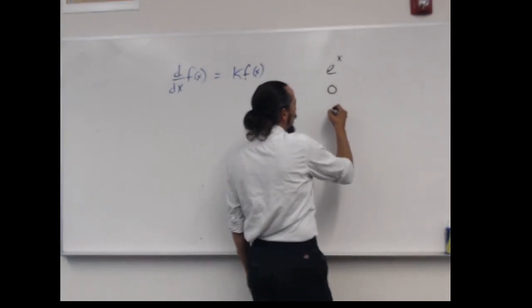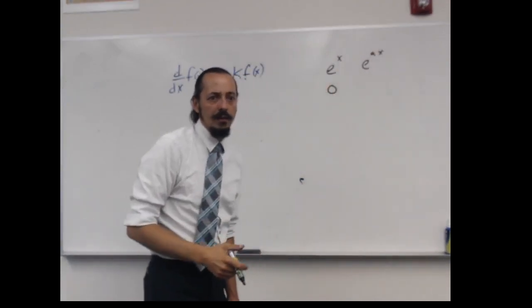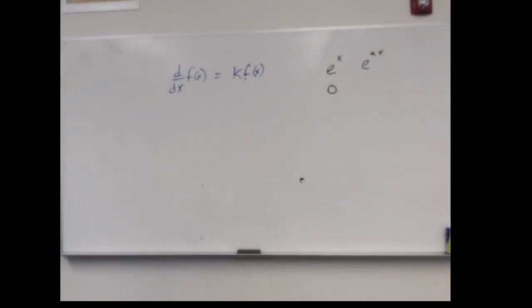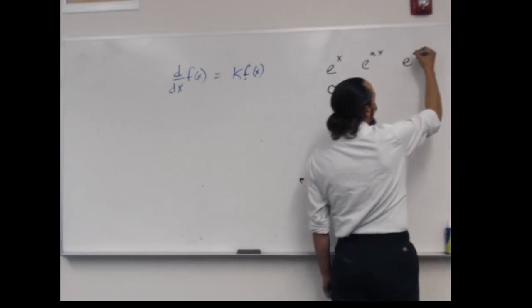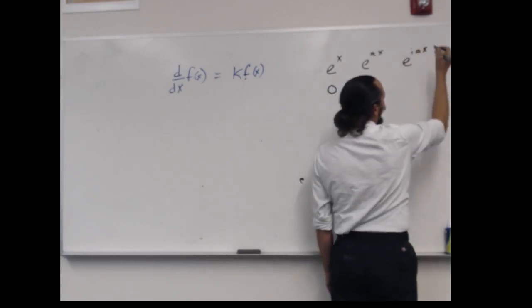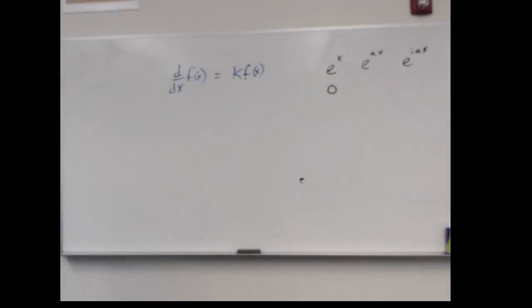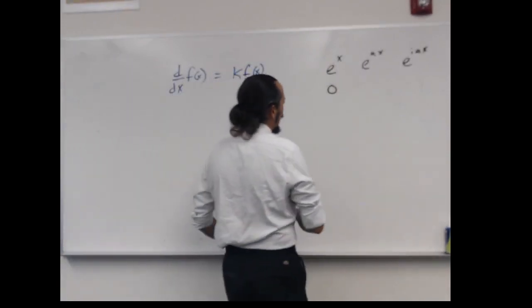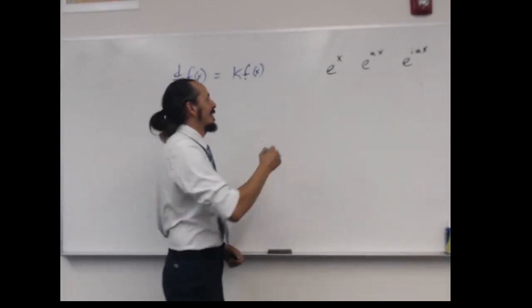Another one that's possible, and I'm going to generalize this, is any e to the ax. Right, so we could have any constant up there. We could even have e to the iax, right? We could have it be imaginary. In each of these situations, now 0 is a silly one.